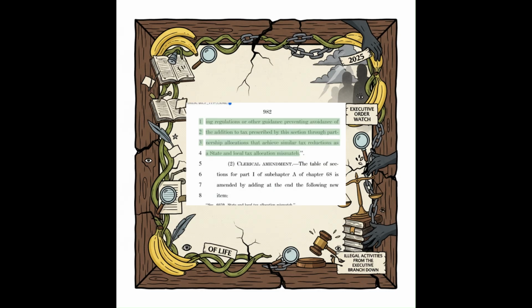982. Regulations or other guidance preventing avoidance of the addition to tax prescribed by this section through partnership allocations that achieve similar tax reductions. 3. State and local tax allocation mismatch.